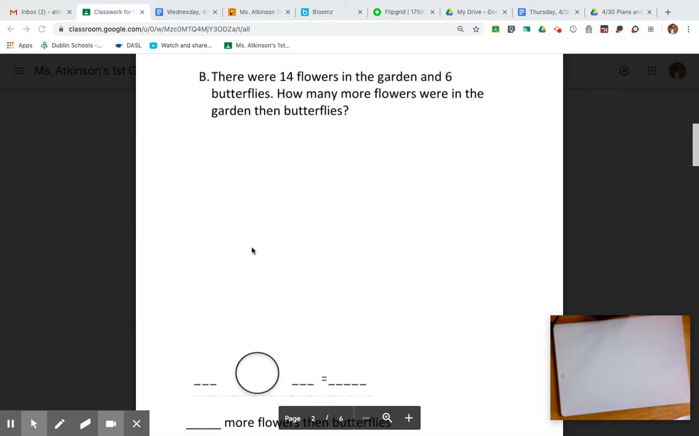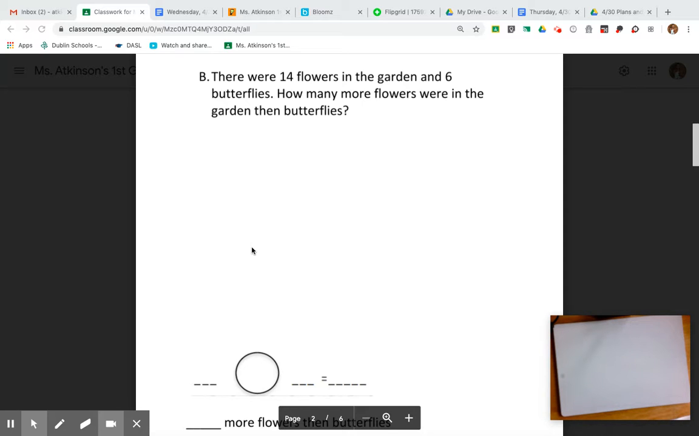So here's our second one. There were 14 flowers in the garden and 6 butterflies. How many more flowers were in the garden than butterflies? These are kind of the math problems that we had yesterday, and Miss Atkinson had some mistakes, and you would have had to flip the numbers.